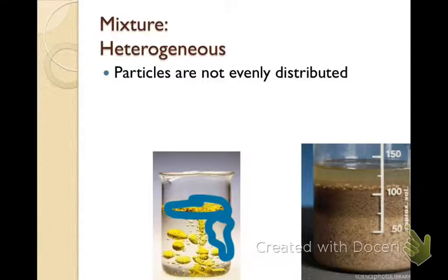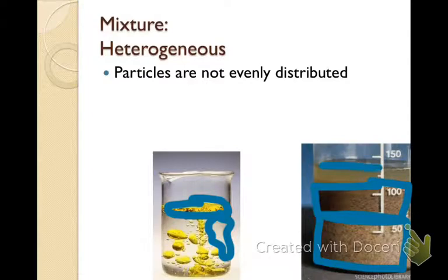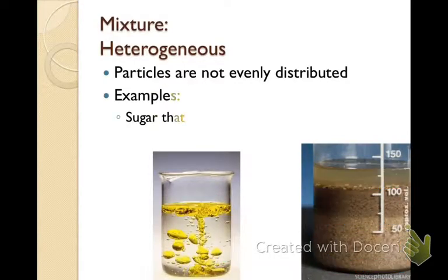Here with the soil, we have different layers of soil. Here's one layer, here's another, there's even some more above there, and then here's some water as well. So we have 3 distinct layers.